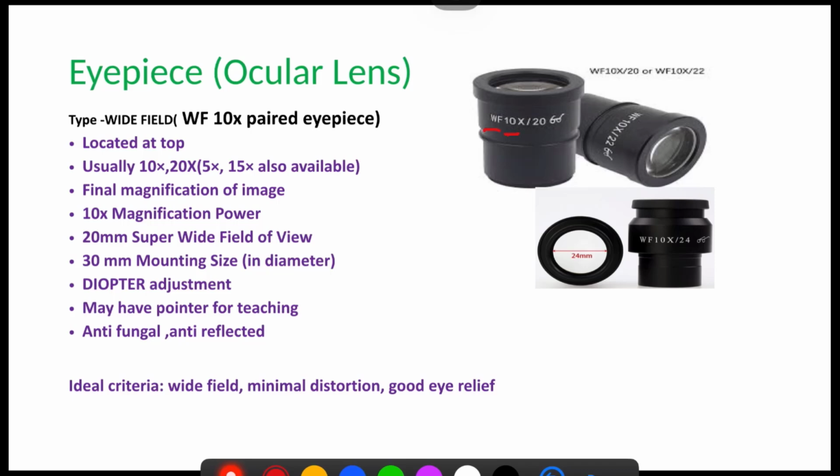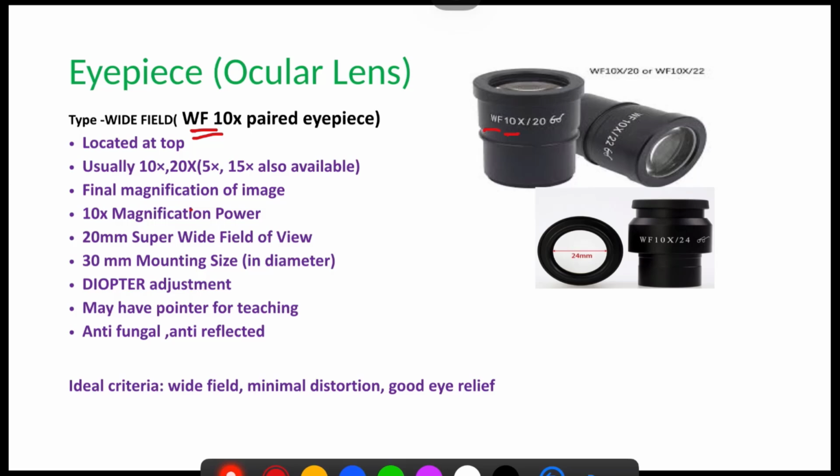10x, located at the top. They are also available in 20x or 5x and 15x. Wide fields generally have a number of 14 to 16, which is the field of view number, right?